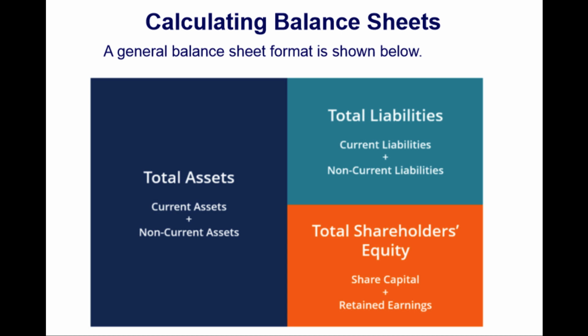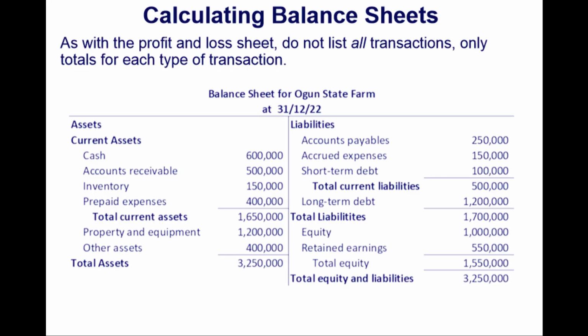Total assets, current assets plus non-current assets. Total liabilities, current liabilities plus non-current liabilities. Total shareholders' equity, share capital plus retained earnings. As with the profit and loss sheet, do not list all transactions, only totals for each type of transaction.